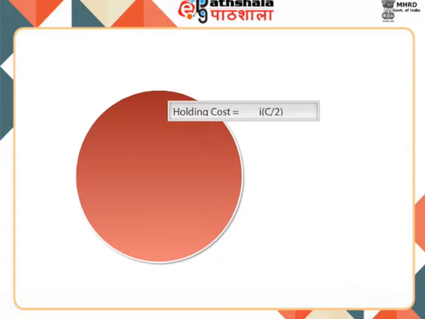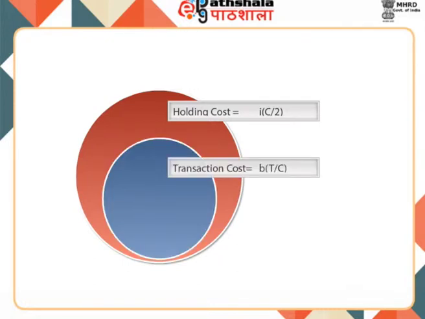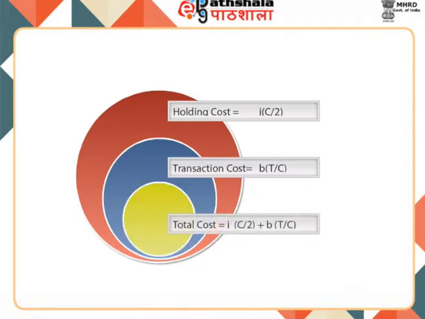Whenever the firm converts its marketable securities to cash, it incurs a cost known as transaction cost. The total number of transactions in a particular year will be total funds required T divided by cash balance C, that is T by C. If the cost per transaction is B, then the total transaction cost will be given by B times T by C. Thus, the total annual cost can be worked out as shown.